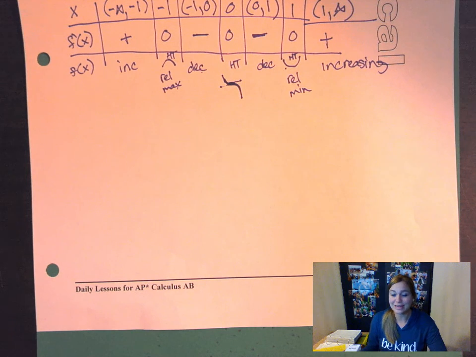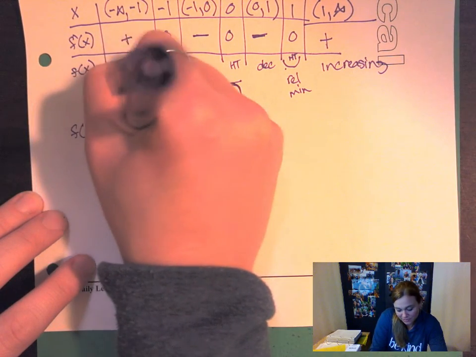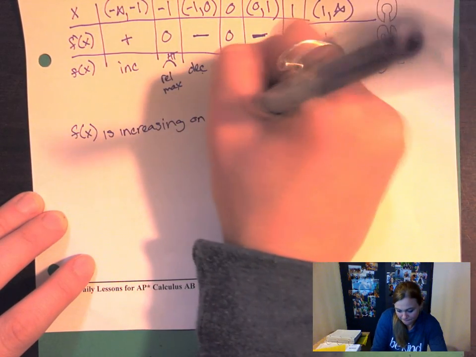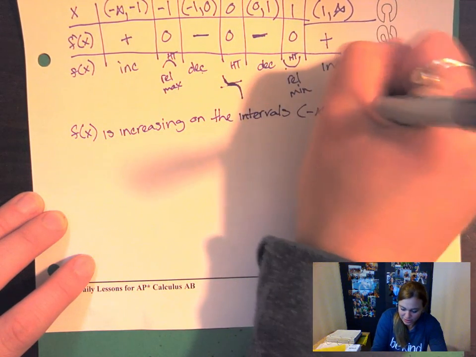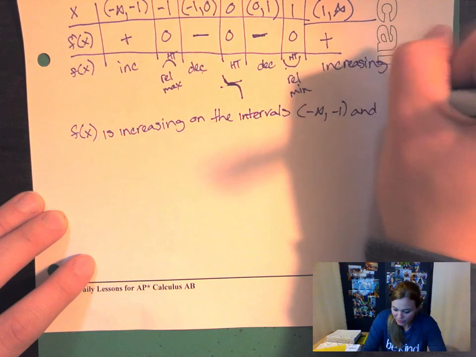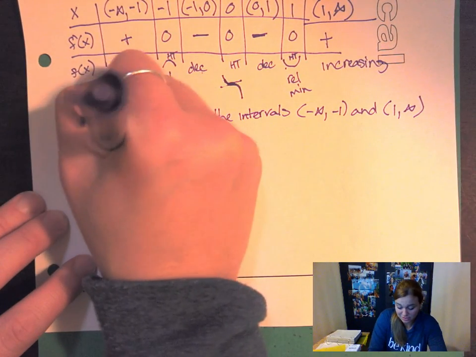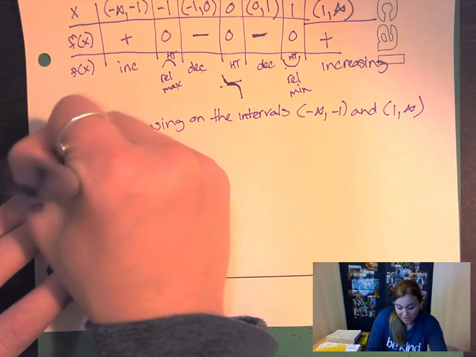Okay, so if I'm writing all of these, because we're not quite done, I know you were thinking, I hope there's one more thing that I need to do. You need to write all of these answers and say, f of x is increasing on the intervals negative infinity to negative 1 and 1 to infinity. And the reason is as f prime of x is greater than 0. F of x is decreasing.